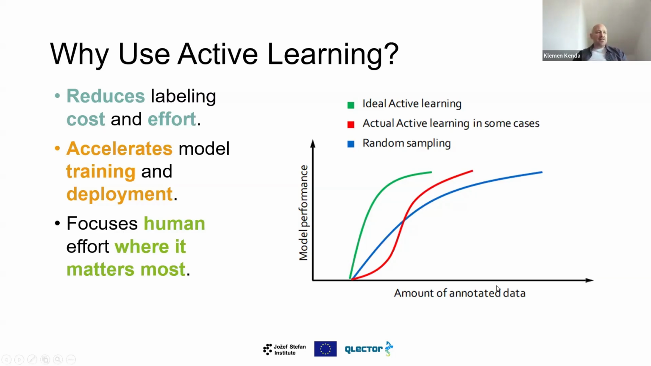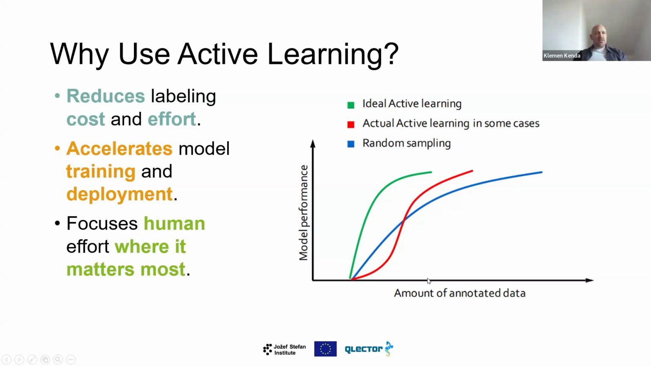If we use an ideal active learning, we come up with this green curve, and this means that the model will learn faster and it will converge to a similar value as the blue line much faster. Here we see that with one third of the examples, the model achieved the same accuracy as the blue one. In real life, however, we quite often deal with curves like this, the red one.